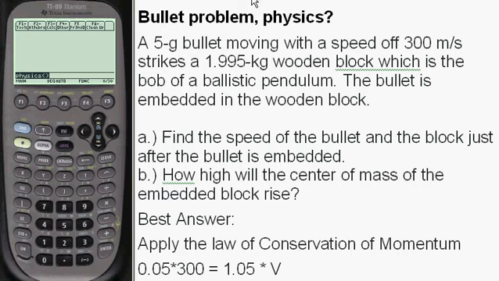Physics problem, you can see this is a bullet problem hitting a pendulum type of bob, and it can be hitting a block on a table, whatever. They give you the variables. Here's a 5-gram bullet going 300 meters per second, and the block's weight is 1.995 kilograms.